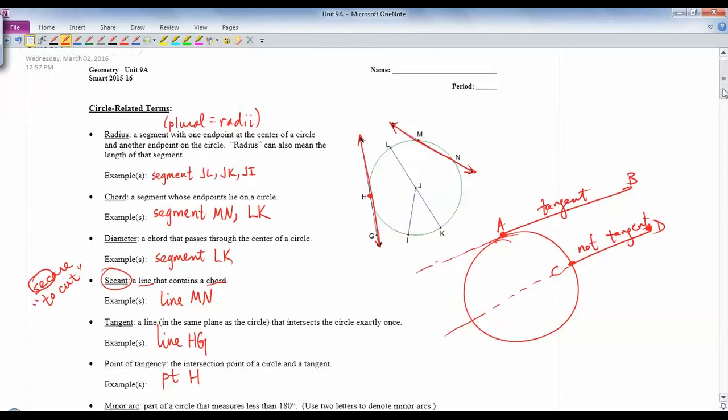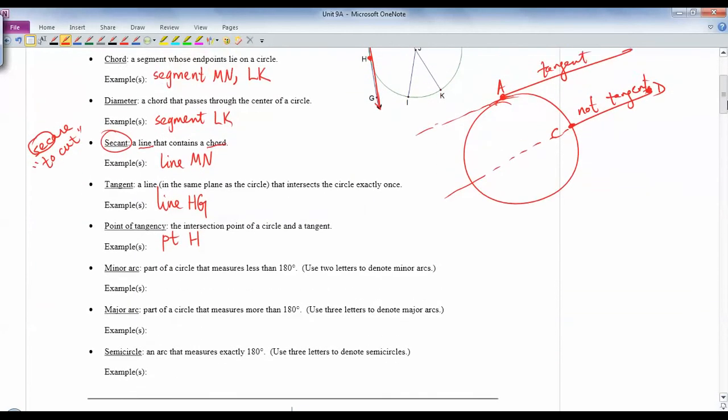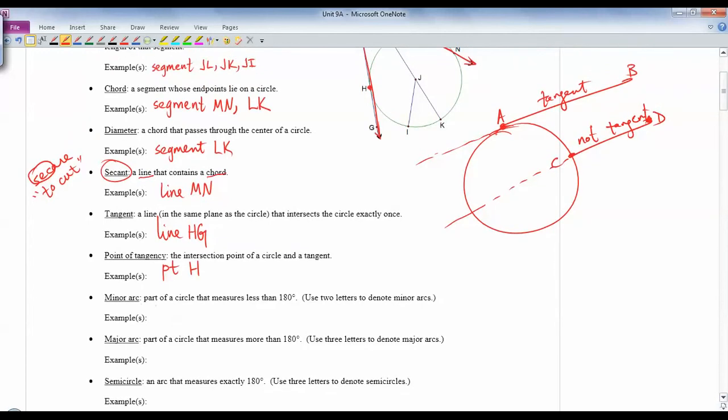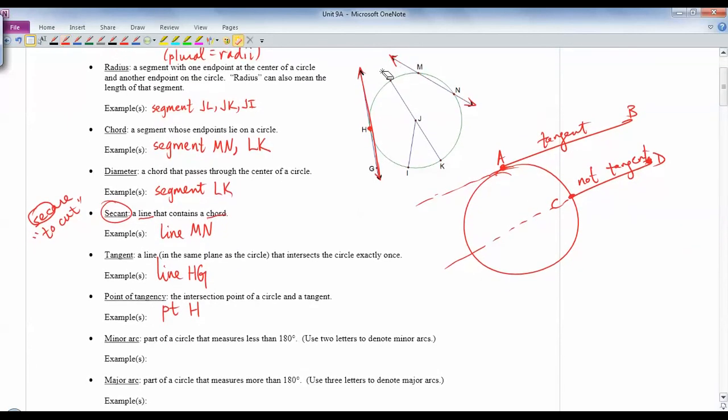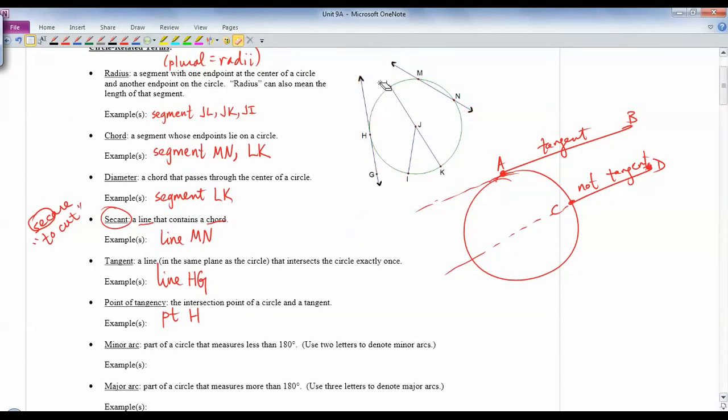Okay. Minor arc. So that's an arc, a part of the circle that's less than 180 degrees, so less than half the circle. So a minor arc, let me erase this stuff. A minor arc would be like HL, that arc, or HM, that arc, or MN, that arc, or H to K, that arc. So any arc that's less than half of the circle, right?